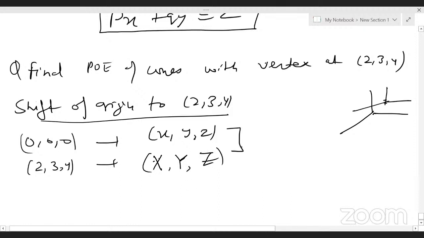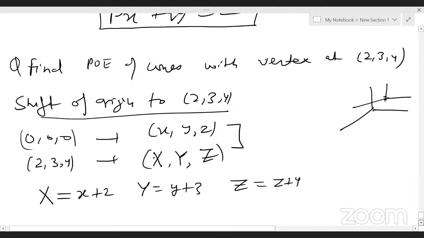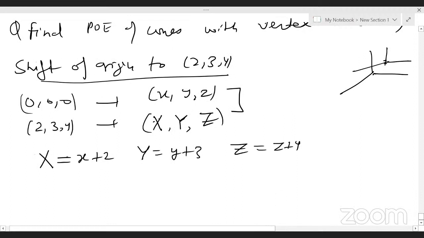What will be the relation between these two? If you see, okay, what will be the relation between these two? So capital X is equal to small x plus 2, capital Y is equal to small y plus 3, and capital Z is equal to small z plus 4. These are the relations. Okay.